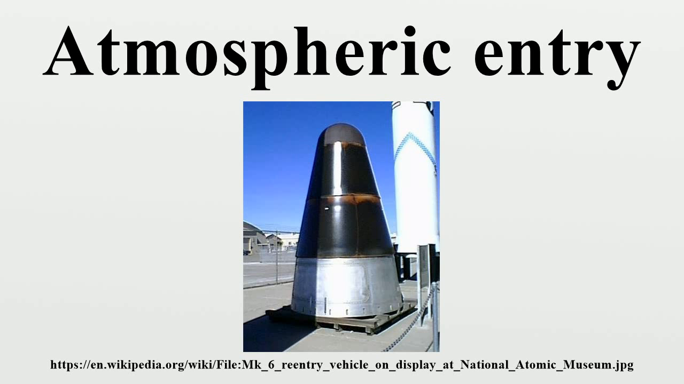Blunt body entry vehicles. These four shadow graph images represent early re-entry vehicle concepts. A shadow graph is a process that makes visible the disturbances that occur in a fluid flow at high velocity, in which light passing through a flowing fluid is refracted by the density gradients in the fluid, resulting in bright and dark areas on a screen placed behind the fluid.